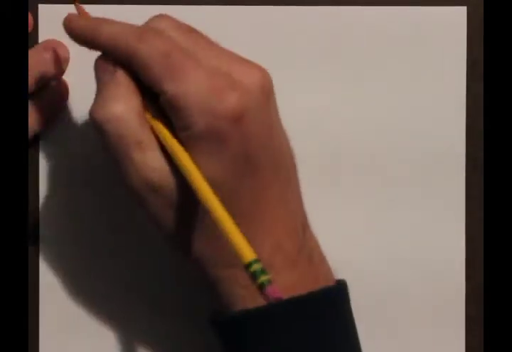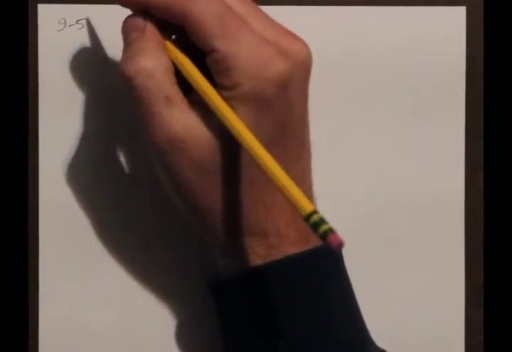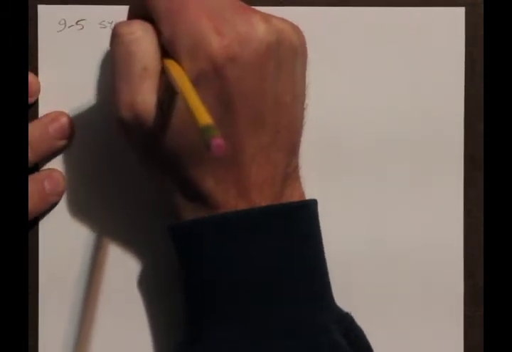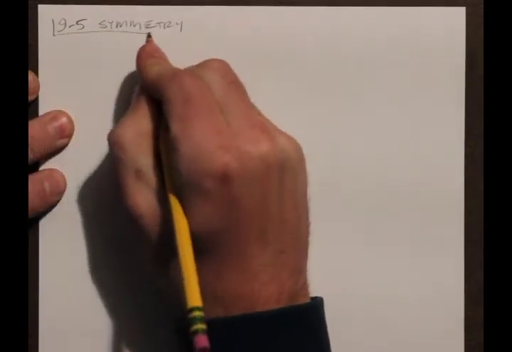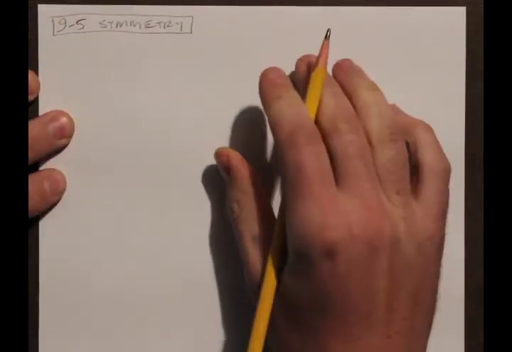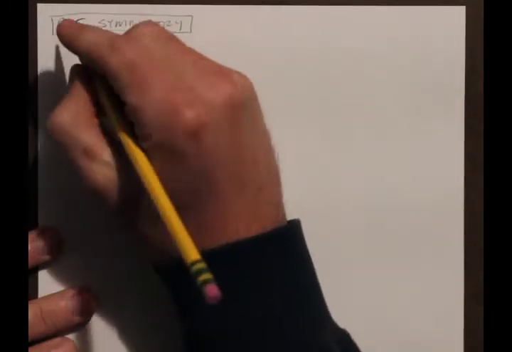All right, 9-5 symmetry. Let's do this. All right, 9-5 symmetry. There we are. All right. Line symmetry.